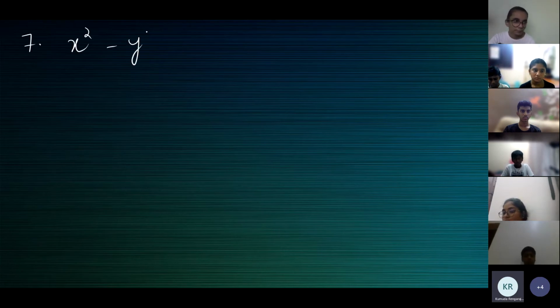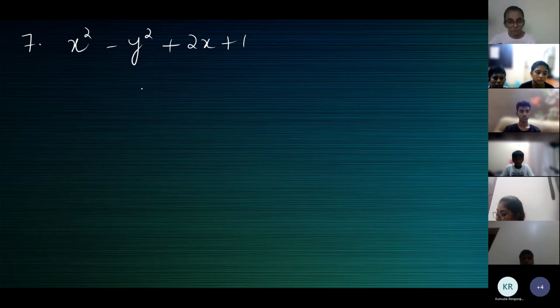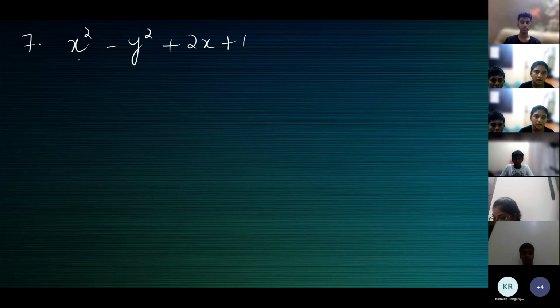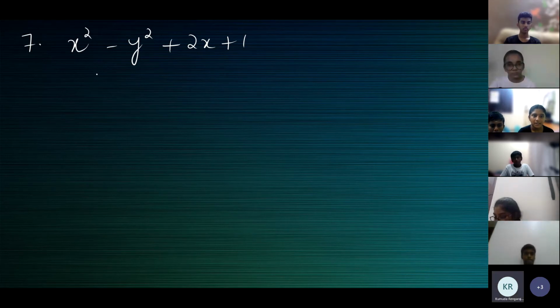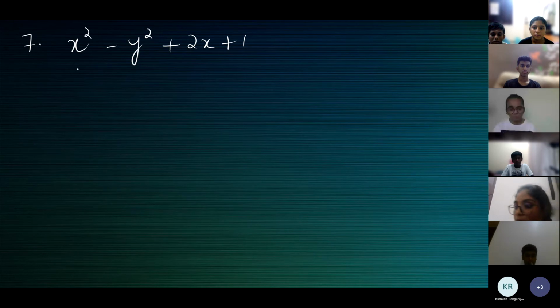It's simple. So the seventh one, the question is x square minus y square plus 2x plus 1. Yes, children, how do we do this? We put the first 3 terms in a bracket. We can do it as x square plus 2x plus 1. We can take it as a plus b the whole square, ma'am. Correct. This is of 8th standard actually.